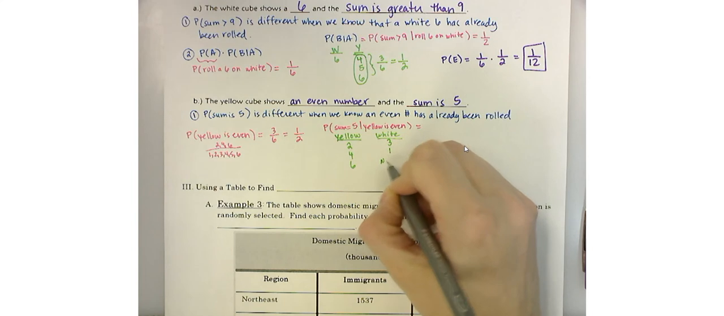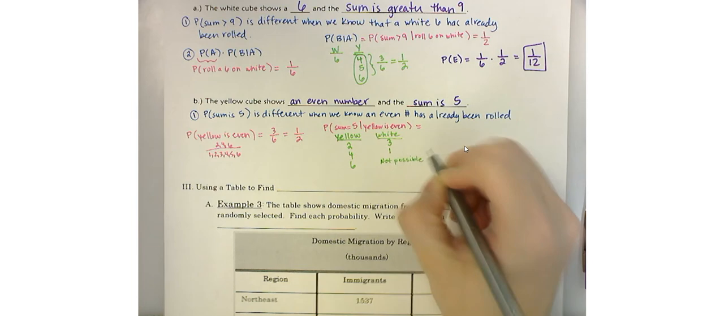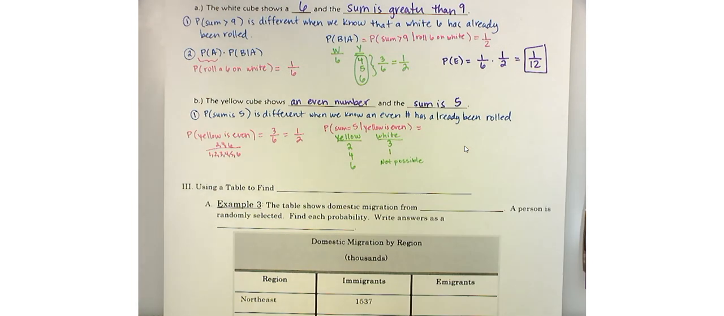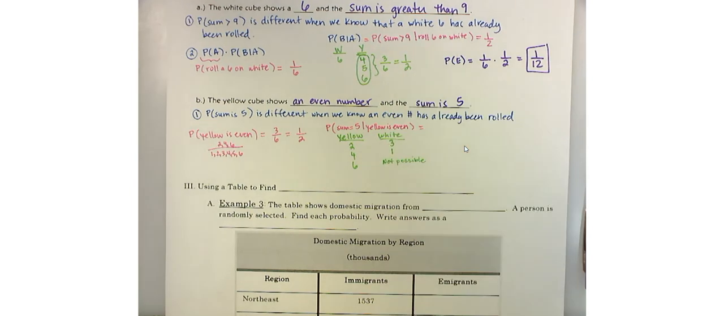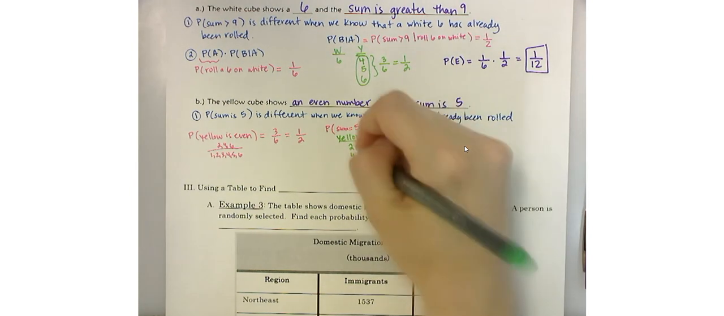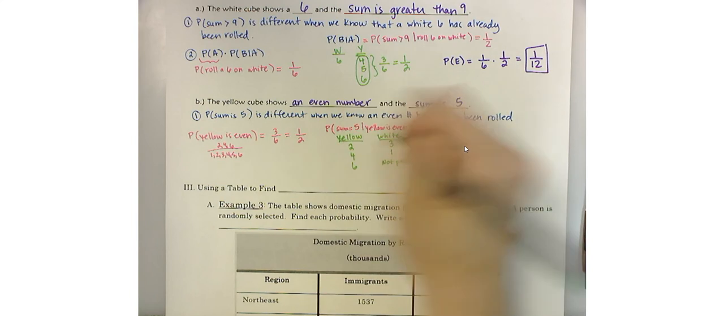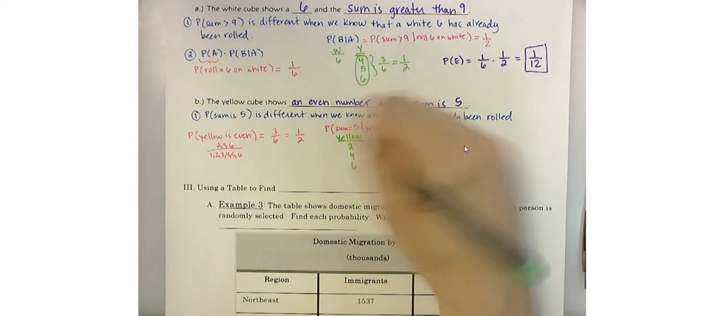Yeah, so for this one, you're going to have a couple different possibilities. Because with the 2, you would have to roll the 3. You couldn't roll a 2 and then a 1, right? Would that get you a sum of 5? No. So the probability for this one would be 1 out of 6. So if you roll a 2, there's only a 1 out of 6 chance that that happens, right? If you roll a 4, there's a 1 out of 6 chance this happens.